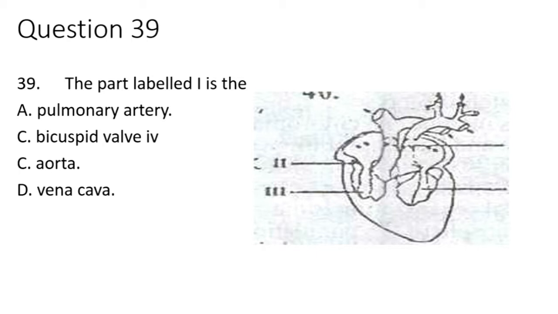So the part labeled 1 here, as you can see, is from the left ventricle, and it is carrying blood out. If you see the diagram like this, your right part is the left part of the diagram. So this is the left part of the heart, and this is the right part of the heart. The aorta is the one that carries blood from the left ventricle and circulates it to all the other parts of the body. So the structure labeled 1 there is the aorta. C is the correct option.